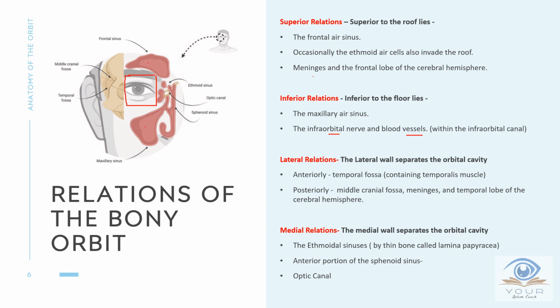The lateral wall separates the orbital cavity anteriorly from the temporal fossa and posteriorly from the middle cranial fossa, the meninges, and the temporal lobe of the cerebral hemisphere. And the medial wall separates the orbital cavity from the ethmoid sinuses, the anterior portion of the sphenoid sinus, and the optic canal.